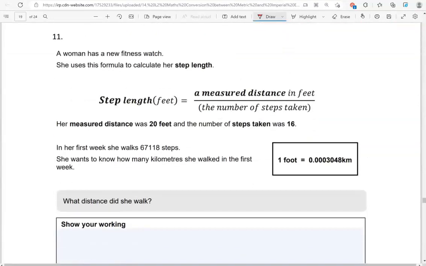A woman has a new fitness watch. She uses this formula to calculate her step length. Step length in feet is equal to a measured distance in feet divided by the number of steps taken. Her measured distance was 20 feet and the number of steps taken was 16.